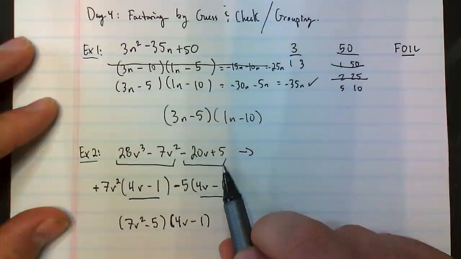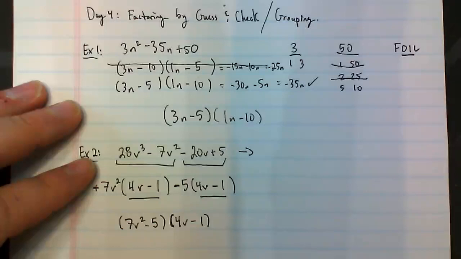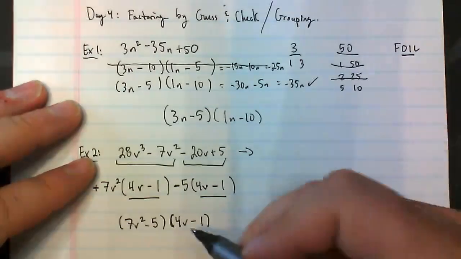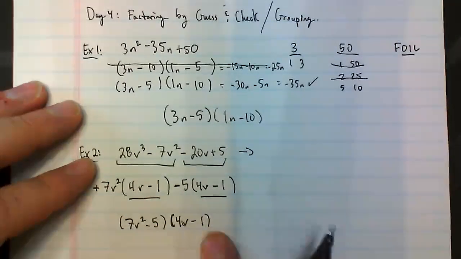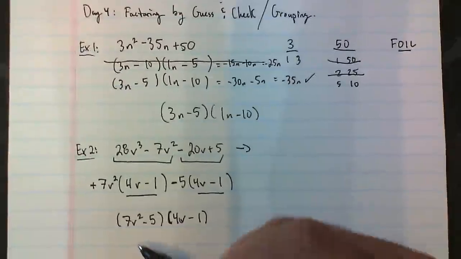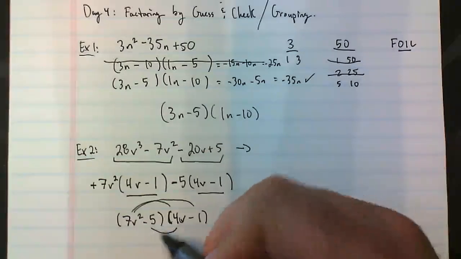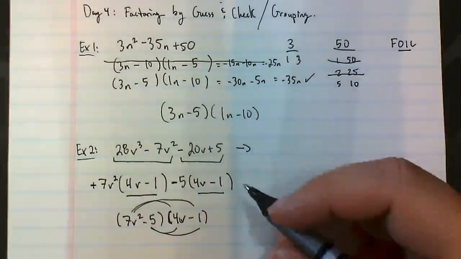So how I find my first binomial comes from the top, these 2 out here on the front. These make up my first binomial. 7v squared minus 5 is my first binomial. And my second binomial is 4v minus 1. And so that's my factored form.